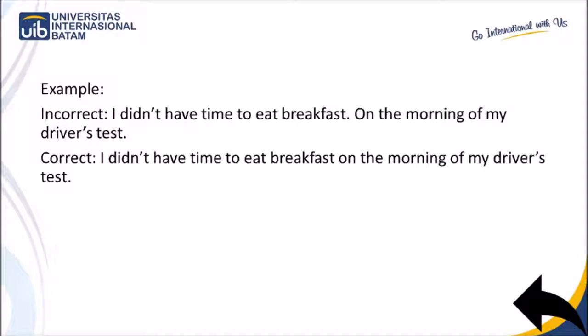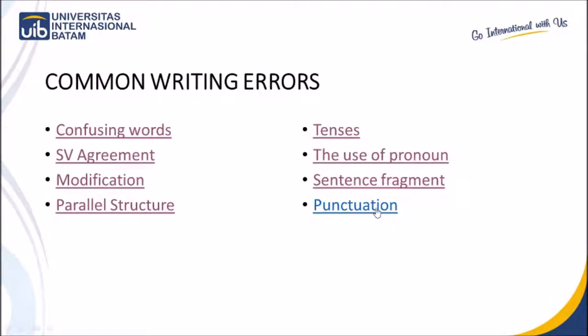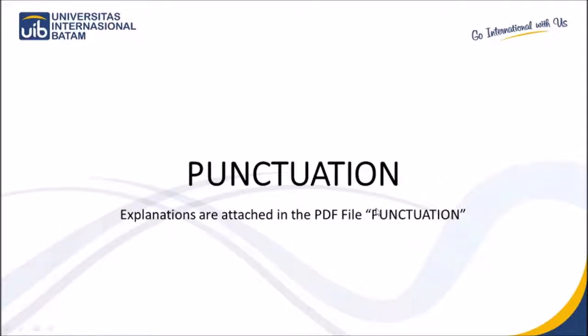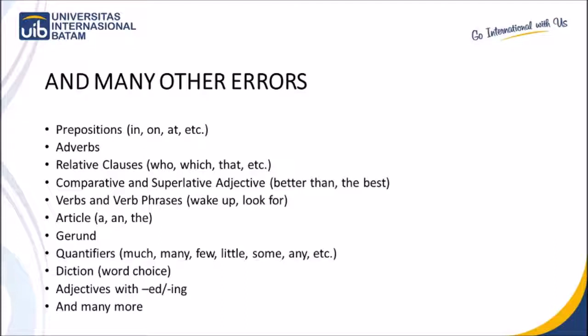And then next error is about punctuation. So punctuation is how you use comma, full stop, colon, semicolon, and etc. And for the detailed explanations of punctuation, you can read on the handout attached in this folder. And actually, other than these errors, there must be many other errors that we still make, such as prepositions, adverbs, relative clauses, comparative and superlative, adjective, and etc. So you can search by yourself about the errors.